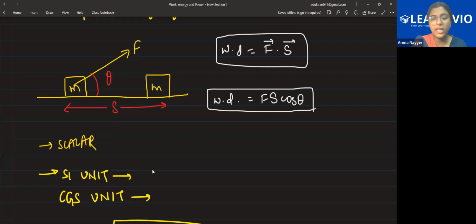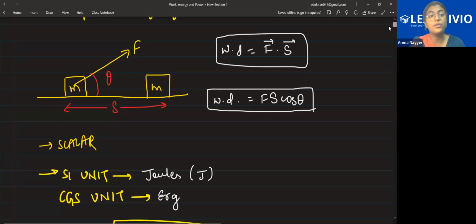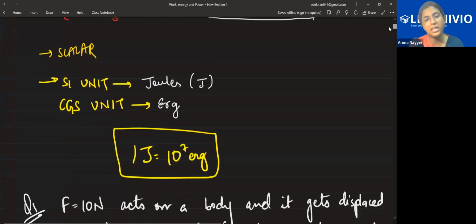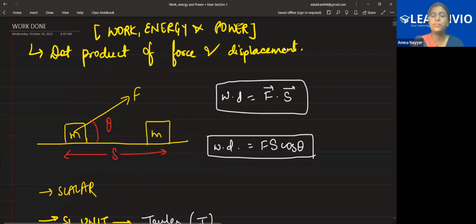What is the SI unit? SI unit is joules. And CGS unit is erg. There's a conversion also, which we have done in dimensional analysis. So 1 joule is equal to 10 to the power 7 ergs. Write down this portion, then I'll discuss this.